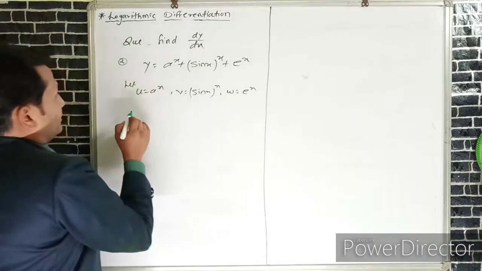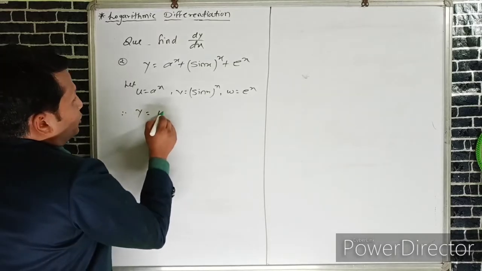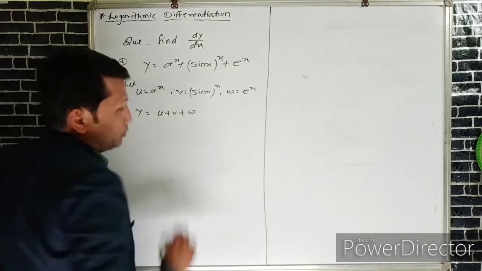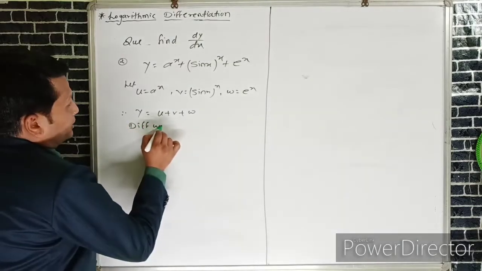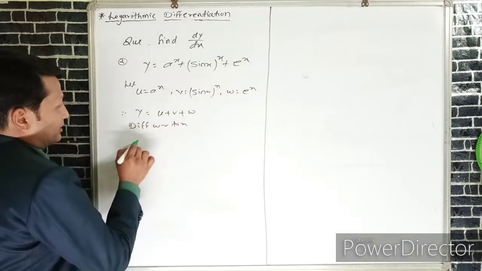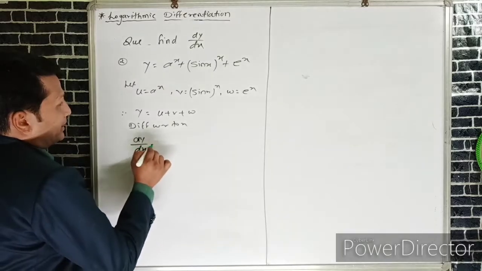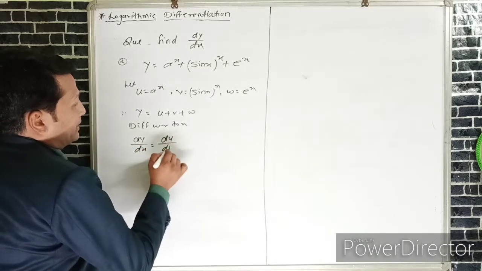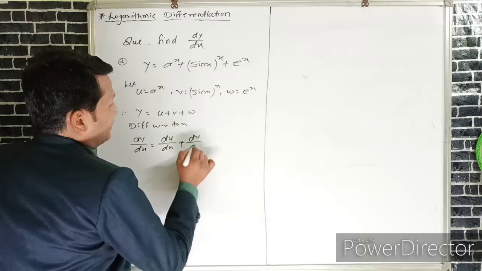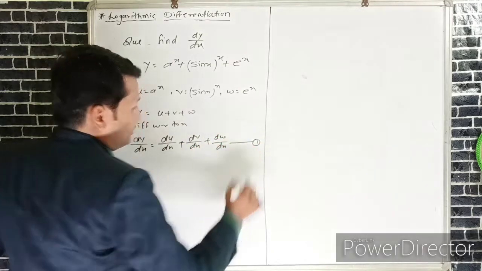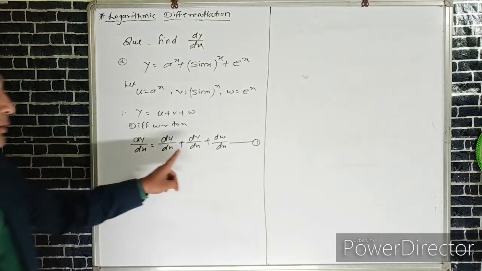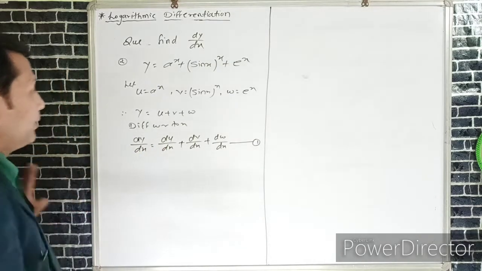Then we can write y is equal to u plus v plus w. Now if we differentiate the given function with respect to x, then we can write the derivative of y, dy by dx, is equal to du by dx plus dv by dx plus dw by dx, equation number 1. After that we can substitute the values.